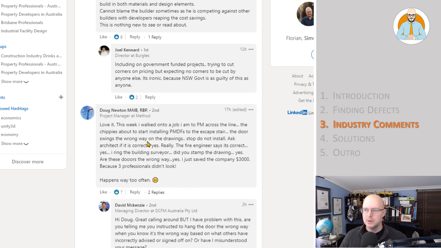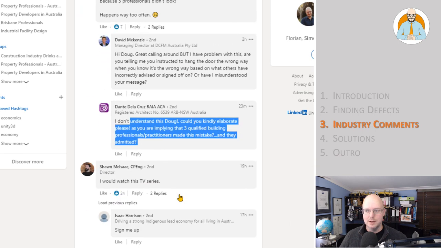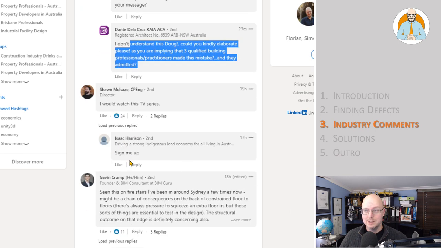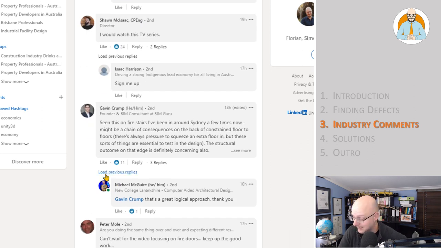The door swings the wrong way on the drawings. Okay, so did you put it in the right way? I'd watch this TV series. Sign me up. I think it'd get pretty depressing.